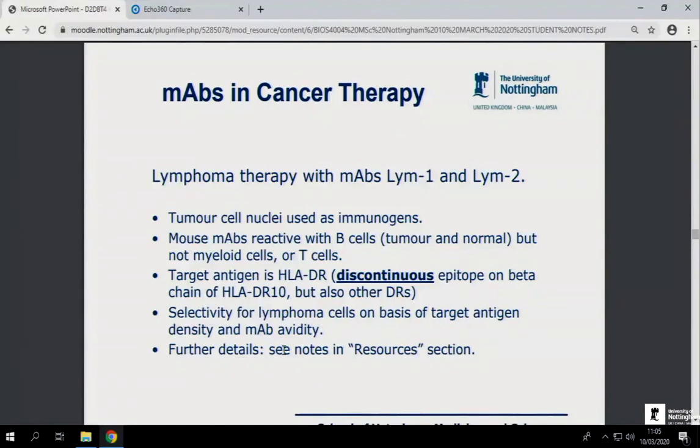Right, lymphoma therapy with monoclonal antibodies. Now, they were called LIM-1 and LIM-2. It doesn't matter what they are. But basically, these monoclonal antibodies were made by immunizing mice with tumor cell nuclei, and then you get the antibodies out, and you test them in vitro, and there's a binding region on the outside of tumor cells called HLA-DR. I'm not too worried, you might not know what that is, but that is a marker on the surface of human cells, and HLA-DR10 is particularly the one that is recognized. You select lymphoma cells on the basis of that, and then there's more notes about it in resources, which I'll talk about in a minute.